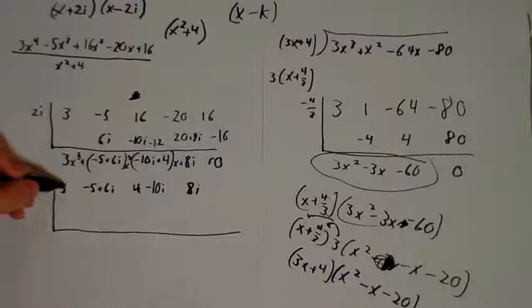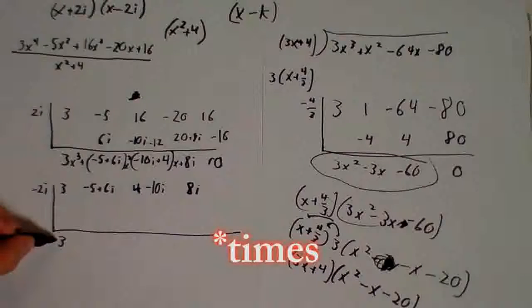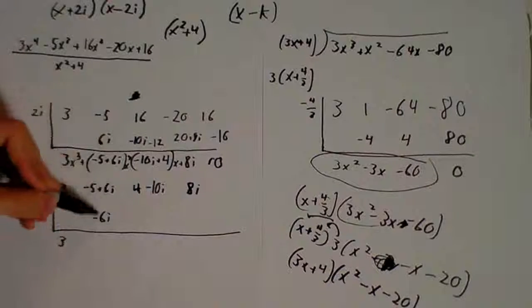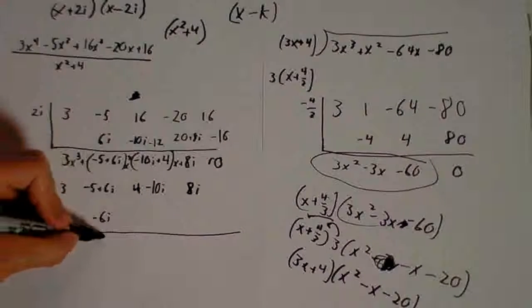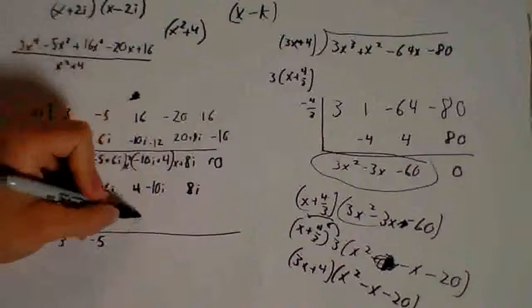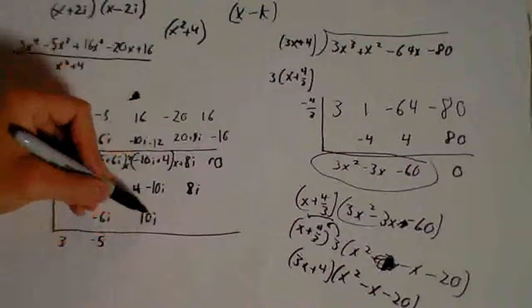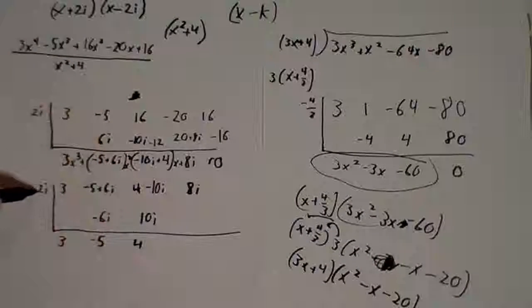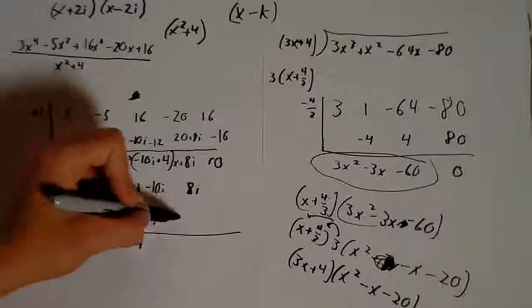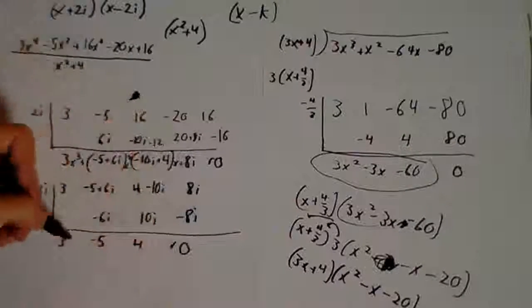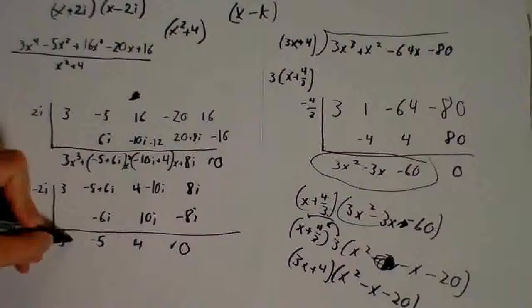This will be fun. Bring down the 3. Negative 2i times 3 is negative 6i. Oh, watch what happens. This negative 6i cancels with that, and we get negative 5. Negative 2i times negative 5 is going to be 10i. And this 10i cancels with that negative 10i, leaving us with 4. Negative 2i times 4 is negative 8i. Add these together and we get 0. So we have a remainder of 0, and suddenly all of our coefficients are real again.